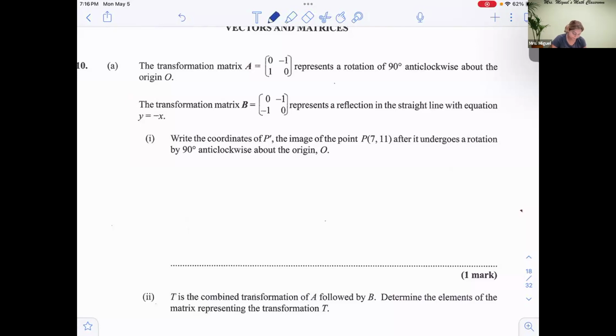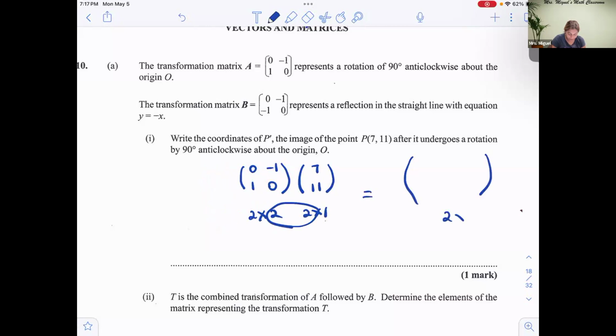So let me show you something. If you put 0, -1, 1, 0, and you put the 7, 11 here, this is a 2 by 1, and this is a 2 by 2. You're supposed to know that this can't work. So therefore, the matrix 7, 11 has to come to the right. This is a 2 by 2, and this is a 2 by 1. So this is the same. So the matrix you're going to get here is 2 by 1.